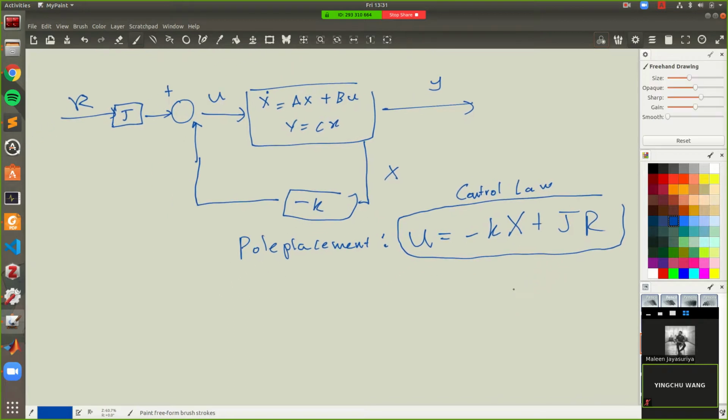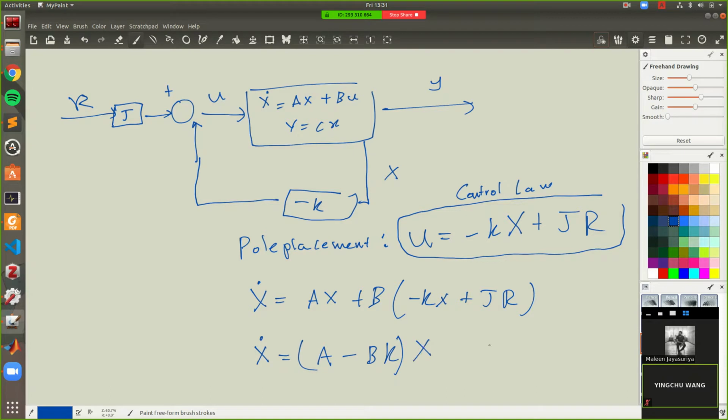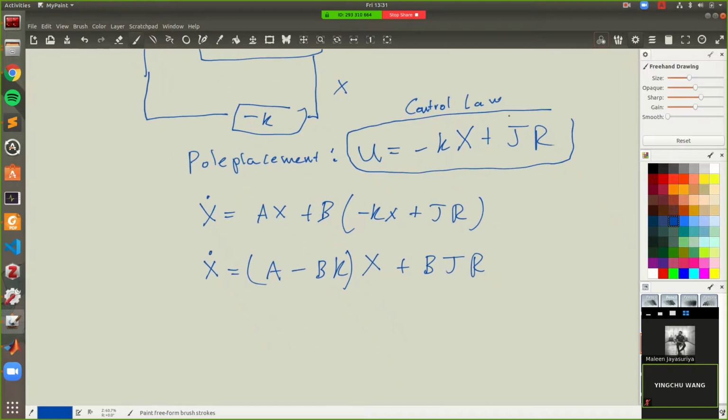What does that do to the system? What that does to the system is, if you just write out these equations, now u is actually this. So I substitute u by minus Kx plus Jr. So what that does is give you a new system, right? This is in the same format, right? This is in the same format of an open loop system.